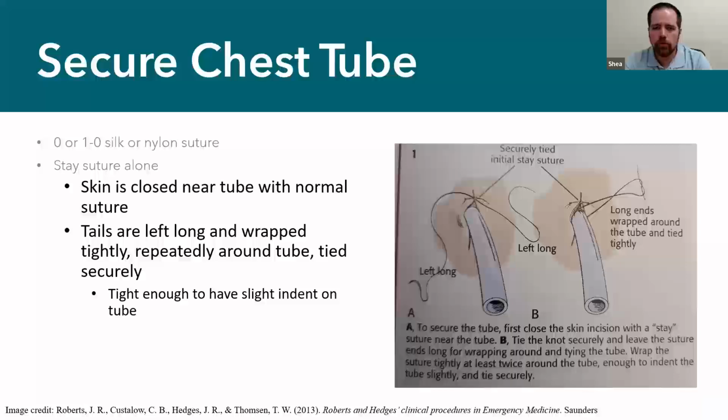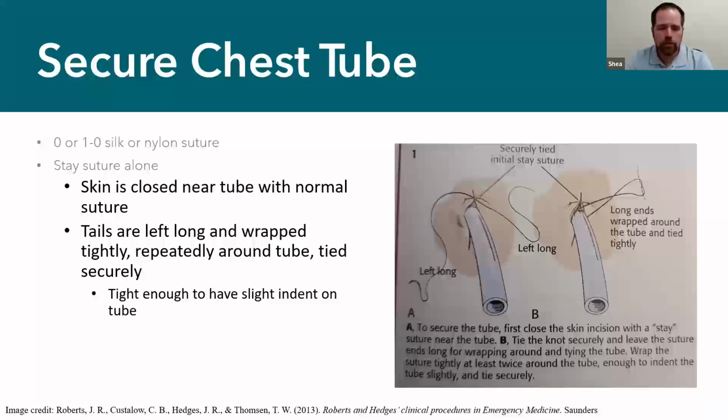We're going to go through two techniques here. The overall theme is that you want to stitch the skin and tie the tube to the skin, essentially. The first option is that you make a regular stitch at the top of the tube, just like you would if someone had a laceration. But you leave your tails long, wrap them around the tube tightly, and tie a knot, and it's going to hold the tube in place.